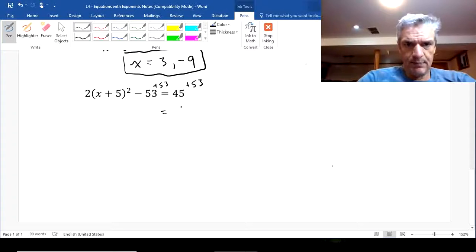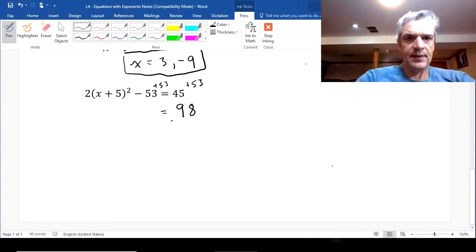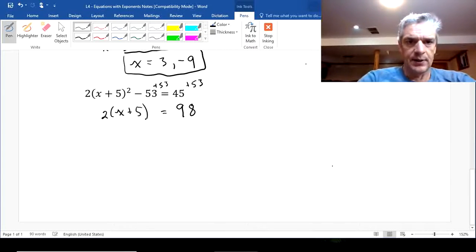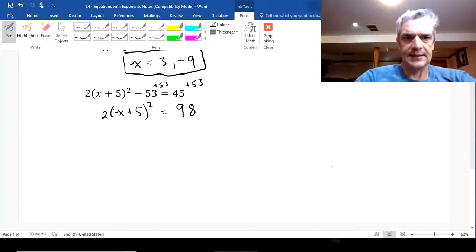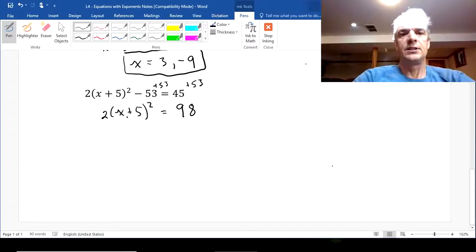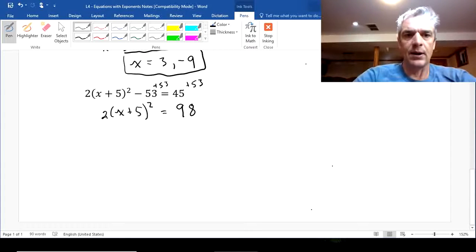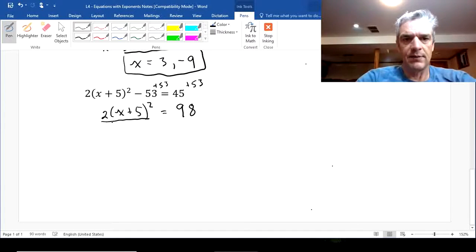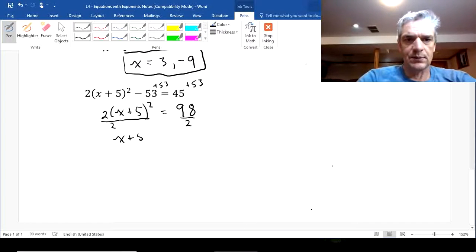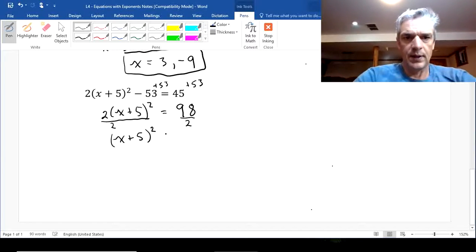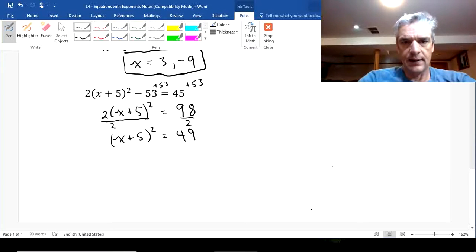And that is going to give me a whopping 98 over here, I believe. And on this side, I'm still left with 2 bracket x plus 5 squared. Now, I need to isolate my x plus 5 all by itself. In order to do that, I need to divide both sides by 2, because this is multiplying here. So the opposite of multiplying is going to be dividing. So I'm going to divide by 2. That's going to cross off and give me 1. And here I'm going to divide by 2. And I'm going to end up with x plus 5 squared equals 49.